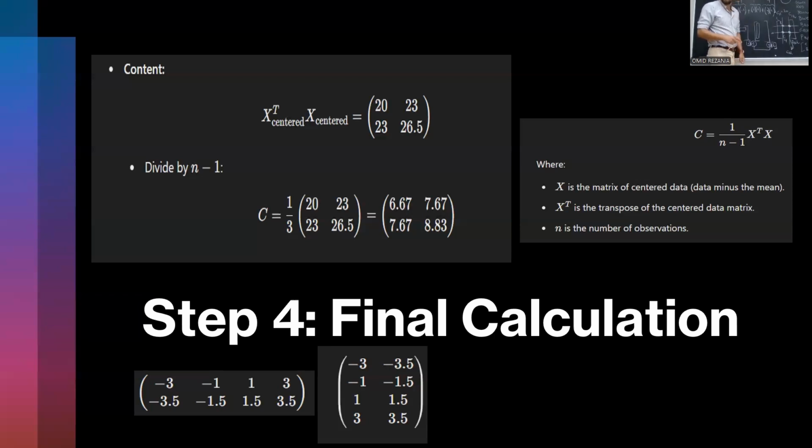How much do you get in the matrix? 23. Yes, C12, you get 23. C12 is what? Row number 1, column number 2. Row number 1 times column number 2: -3 times -3.5, -1 times -3. And you continue with the rest. And at the end, you get the number 23. But you can do it later. We do not do it now.